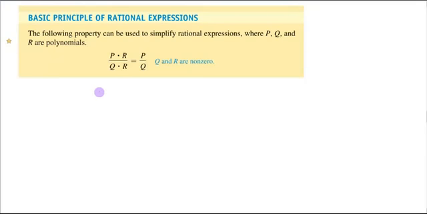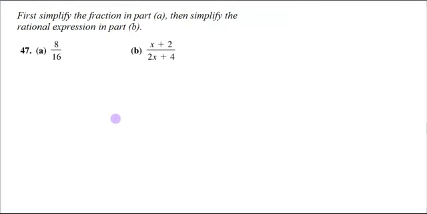The following property can be used to simplify rational expressions where P, Q, and R are polynomials. Okay, so these are just like the numbers were, except now they're polynomials. Still, it's being multiplied. They're canceling out the r's because it's that factor of 1, and we get P over Q. And Q and R are non-zero just because they're in the denominator, and we know that we don't want zeros in the denominators. So we're going to simplify. First, we're going to simplify some fractions, and then we're going to simplify some rational expressions and look at the similarity between those.